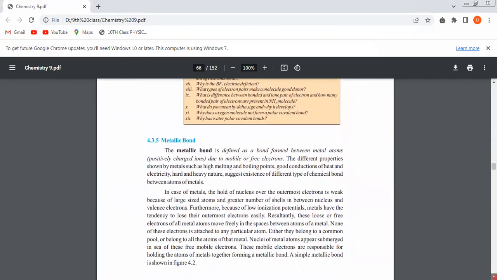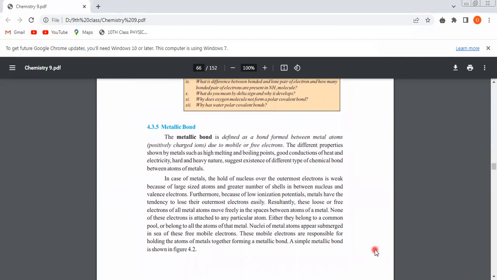Metallic bond. The metallic bond is defined as a bond formed between positively charged metal atoms due to mobile or free electrons. The different properties shown by metals, such as high melting and boiling point, good conduction of heat and electricity, hard and heavy nature, suggest the existence of a different type of chemical bond between atoms of metals.